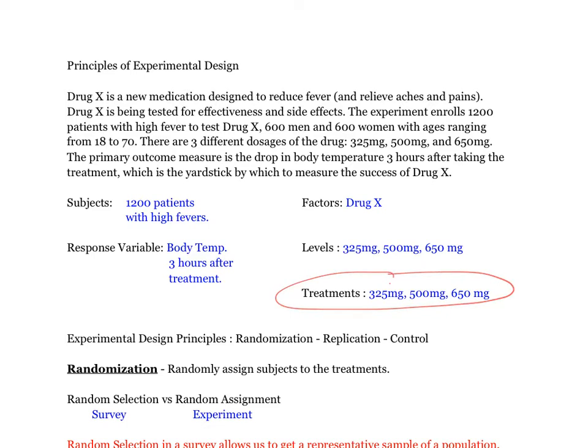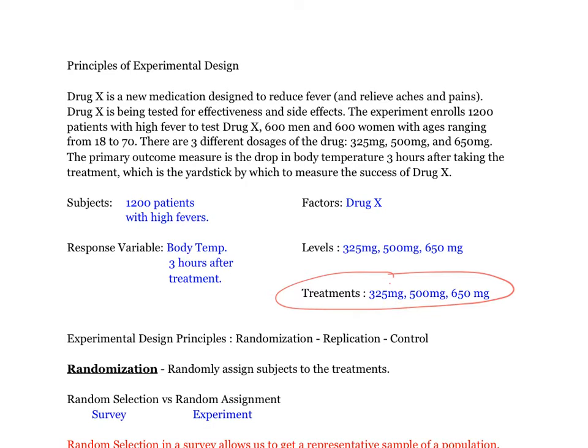Okay, that's a pretty standard experiment. Obviously, they'll basically have 3 treatment groups. So at 1,200 people, that'd be 400 people in each group, probably. And we would randomly assign those. So we'll get to that.